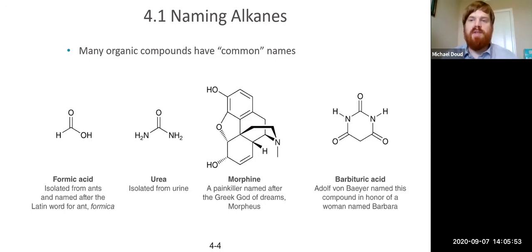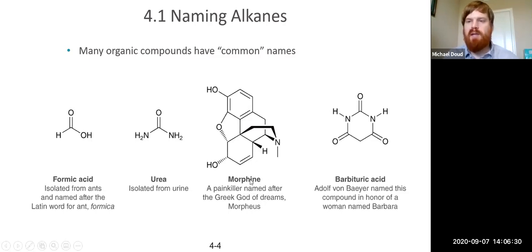But just to re-emphasize, there's a lot of organic compounds that you've heard of that you know the names for, but these are all common names. So for example, there's formic acid here. Formic acid is named after the fact that it was originally isolated as an ant venom. And so it was named after the Latin word for ant, which was formica. So formic acid, that's this component, it's the acid component of ant venom. Urea, that came from urine, so urea, urine.